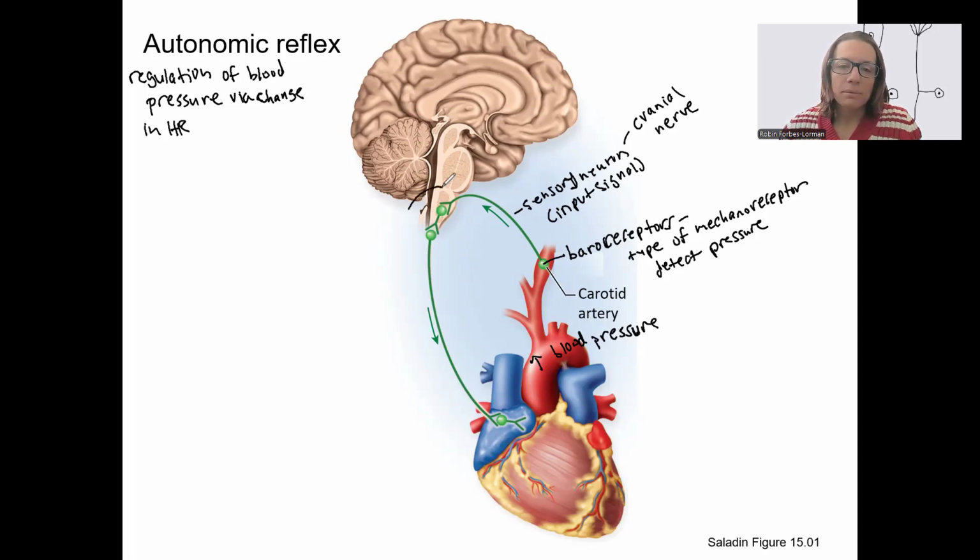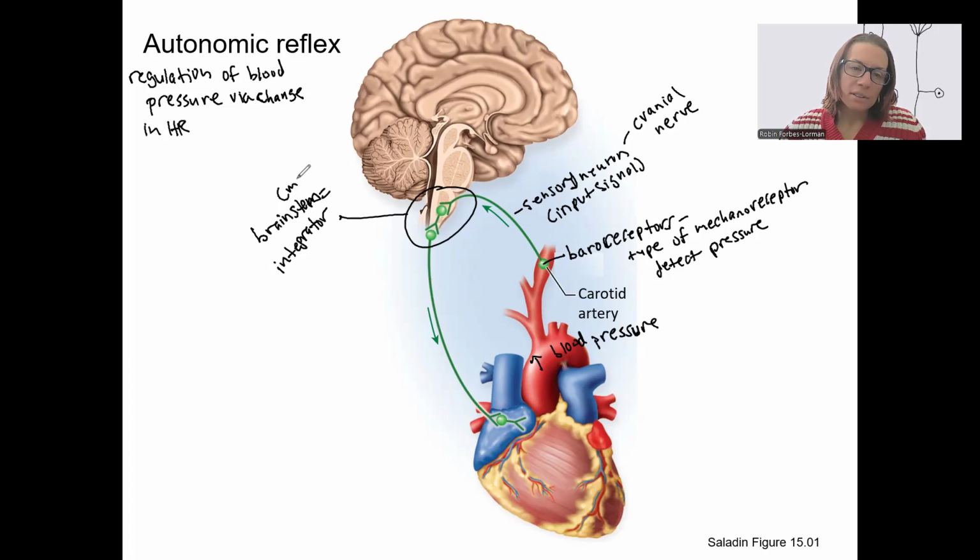Integrator, right? Brainstem is our integrator, it receives information about blood pressure and determines whether it is abnormal. Is it too high? Is it too low? Specifically the medulla in this case. Medulla is very important for regulation of, well, altering heart rate. The output signal then, so let's say blood pressure is too high, like I said in this case, is going to send information to the heart. So this is our motor neuron.